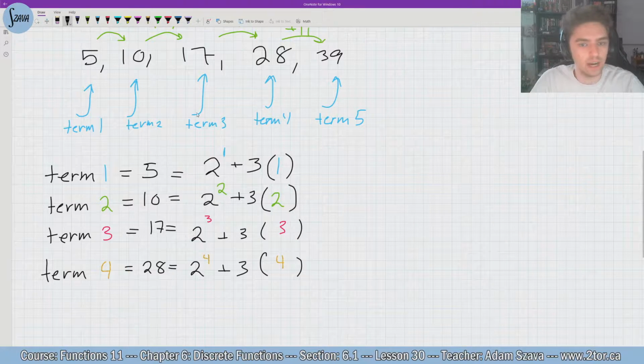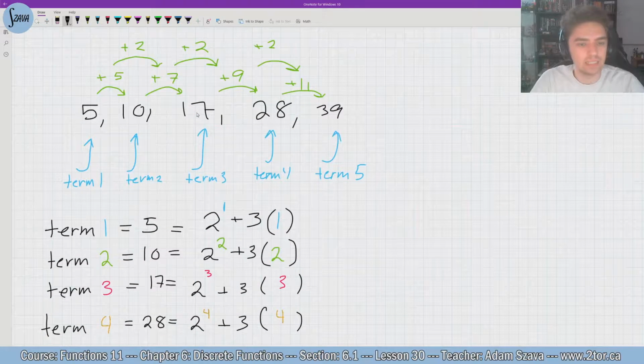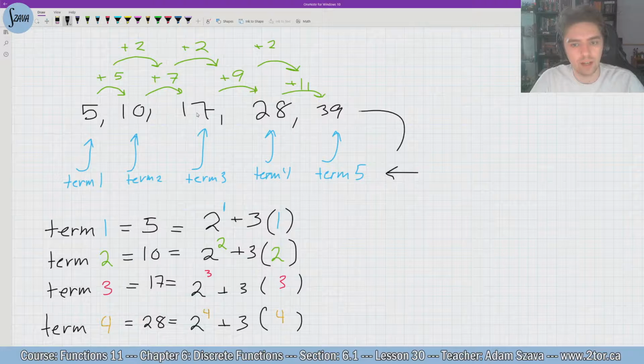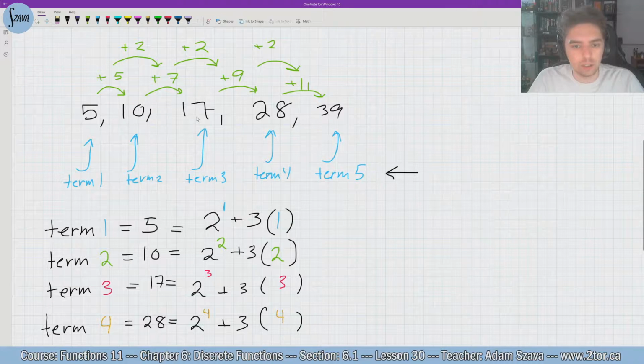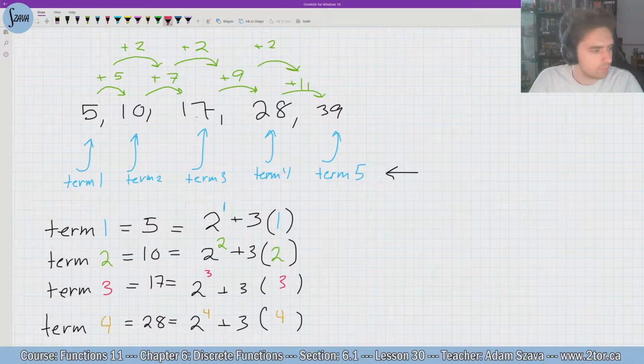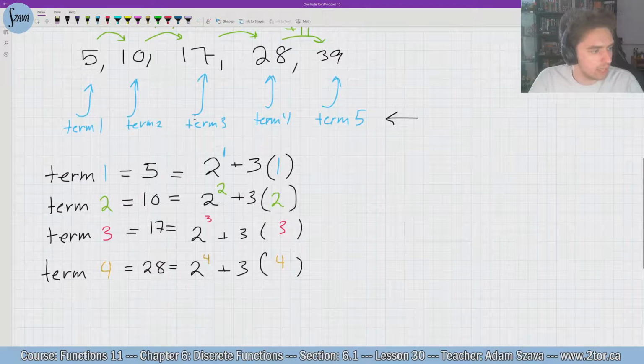And so you see that there's an underlying rule here that relates the term numbers to the value of the term. So when I say the value of term 5, I mean 39, in this particular sequence, which I gave as an example here. When I say the value of term 4, I'm talking about 28. When I say term 3, I mean the label 3, where the value of term 3 is 17. Okay, there we go.